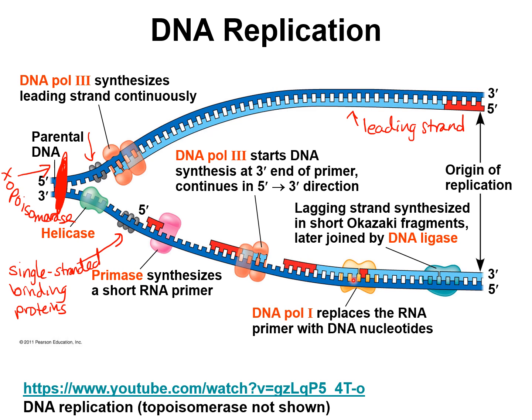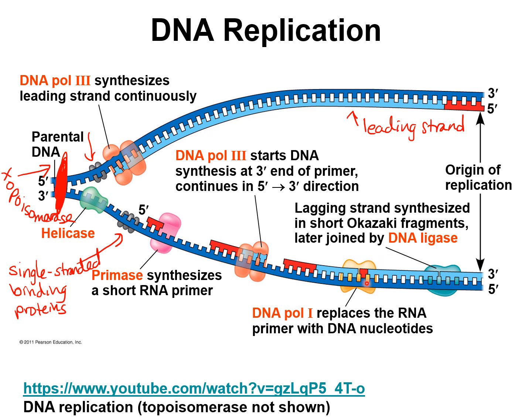And then we need to get rid of the RNA from the primer and replace it with DNA. So DNA polymerase I will come in and replace the RNA primer with DNA nucleotides. So that's what DNA polymerase I is doing here. It's just taking out the RNA nucleotides and replacing them with DNA.